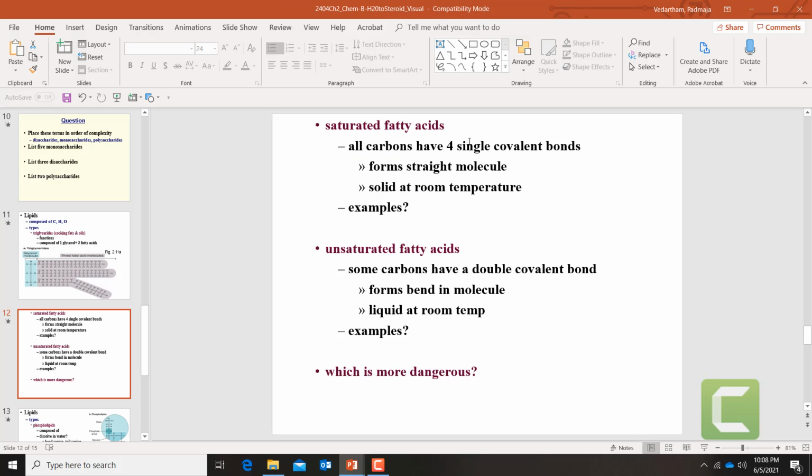So saturated fats have all single covalent bonds. They're solid at room temperature, like butter. Unsaturated have double covalent bonds and they form a bend in the molecules, which causes a liquid at room temperature, for example, olive oil. The saturated are much more dangerous.